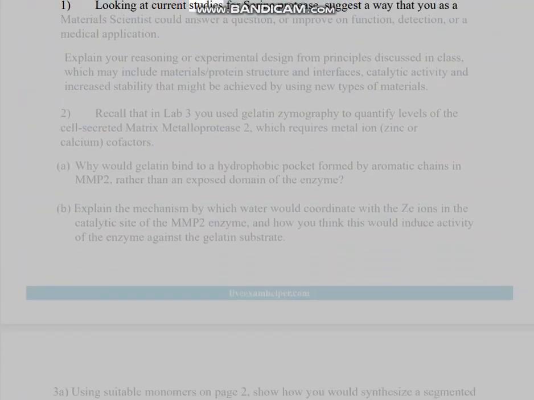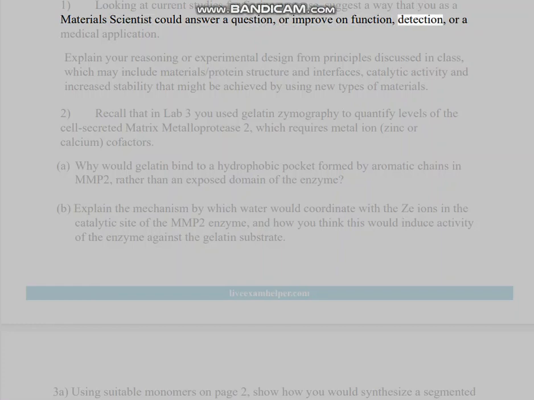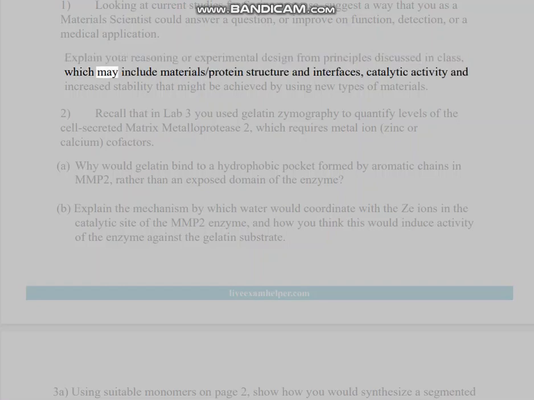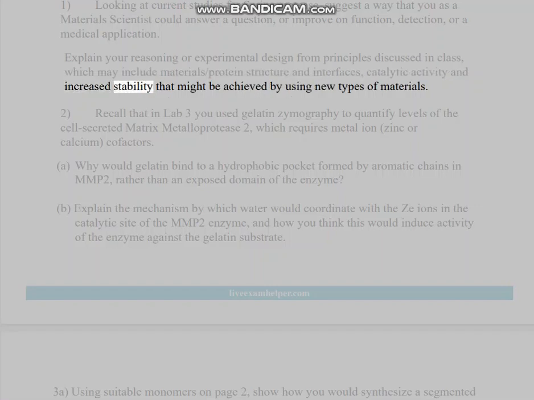1. Looking at current studies for serine protease, suggest a way that you as a materials scientist could answer a question or improve on function, detection, or a medical application. Explain your reasoning or experimental design from principles discussed in class, which may include materials/protein structure and interfaces, catalytic activity, and increased stability that might be achieved by using new types of materials.